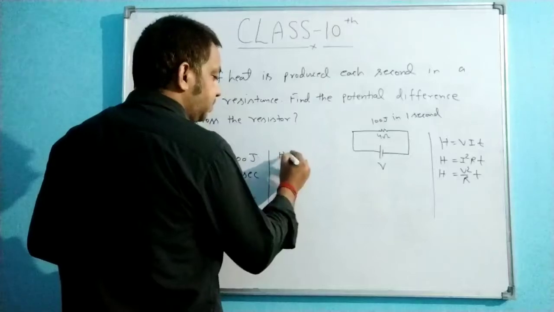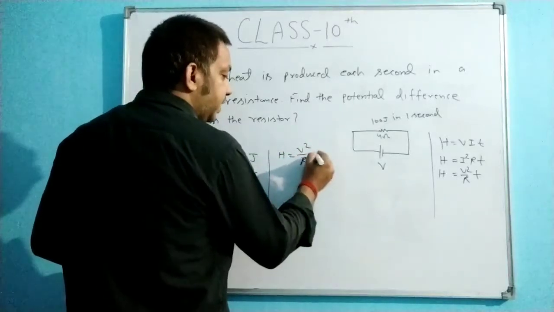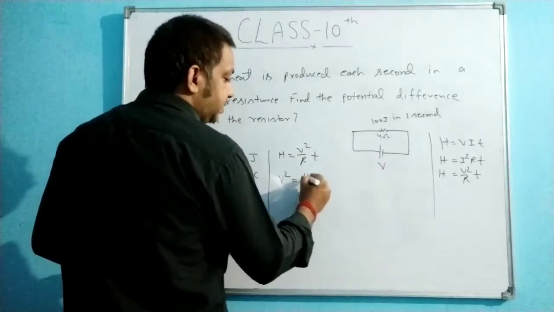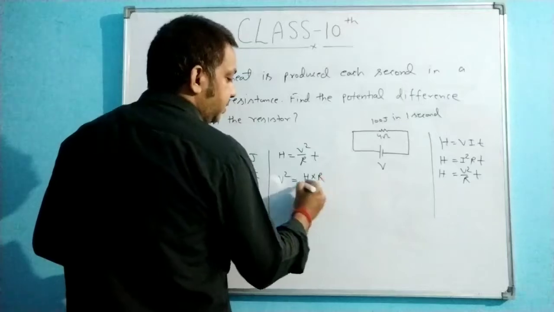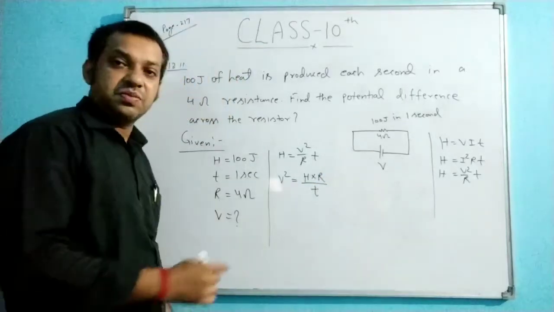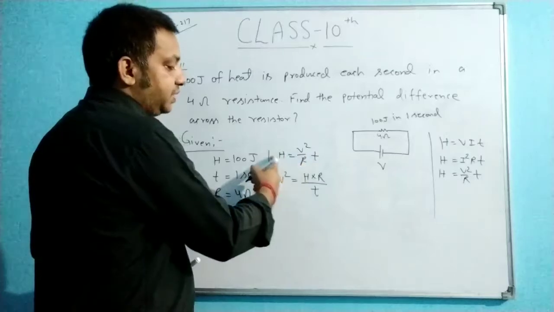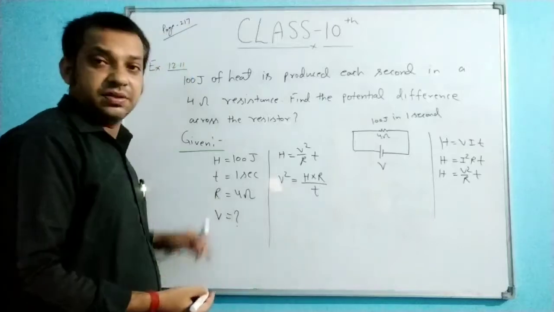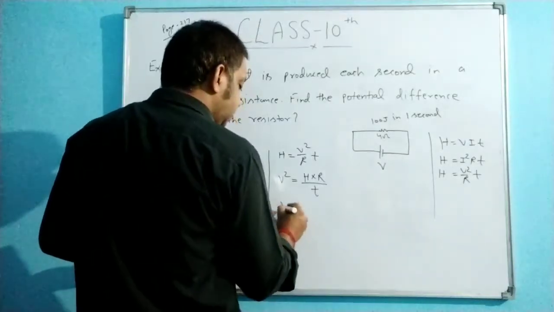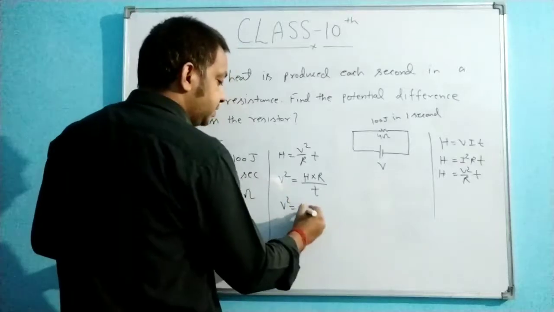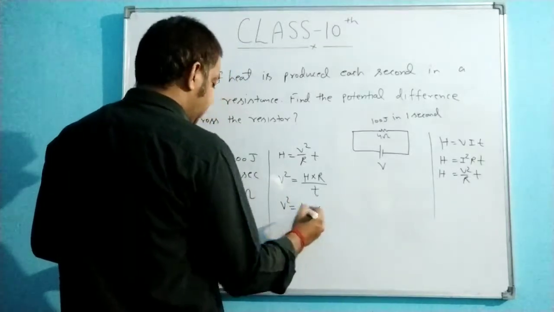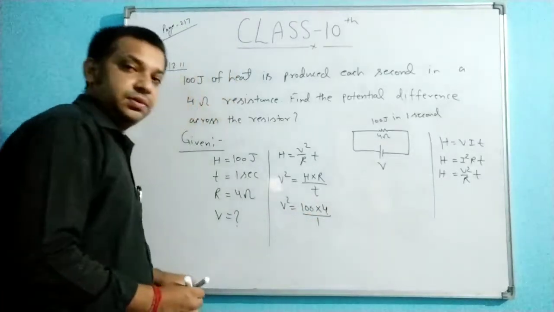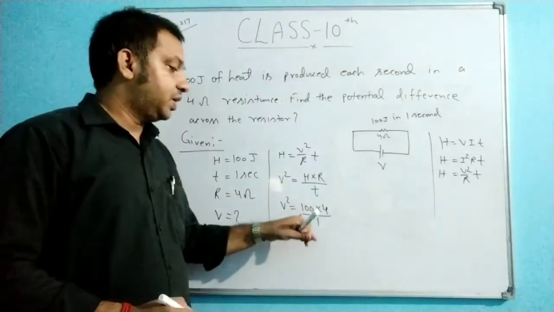So here H is equal to V square upon R into T. So here V square is equal to how much? If you cross multiply, you will get V square is equal to H into R divided by T. Clear? Just put in the values from the given values. So V square is equal to, the value of H is 100, multiplied by 4 and divided by 1. So V square is equal to 100 into 4 upon 1.